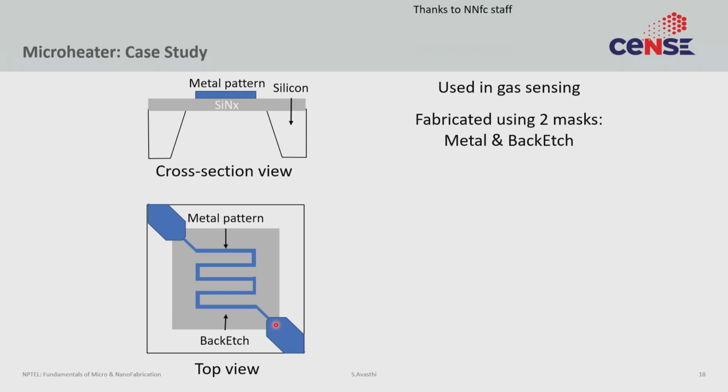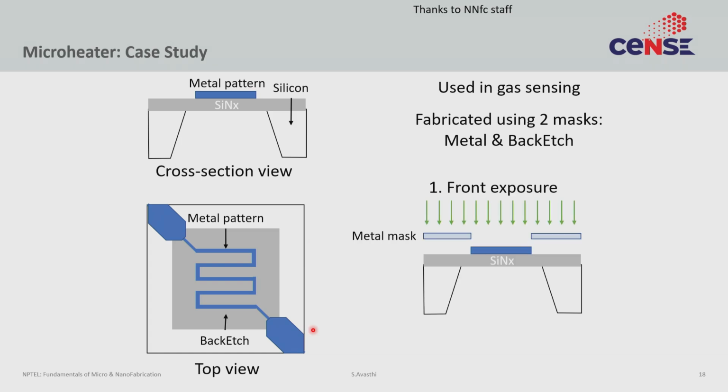A small heater. So what the microheater actually has is a cross section of silicon, there is silicon nitride, and there is a metal pattern on the top. So this is what the cross section looks like. This is what the top view looks like. So again, a fairly simple device. It requires just two lithography steps. So on the front, you pattern the metal through a mask, and on the back side, you pattern the silicon, the hole.